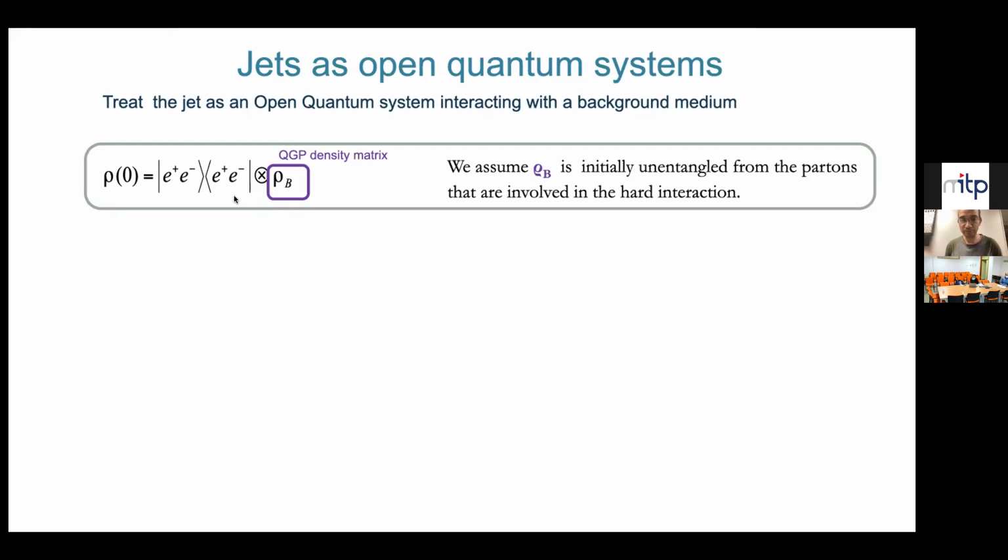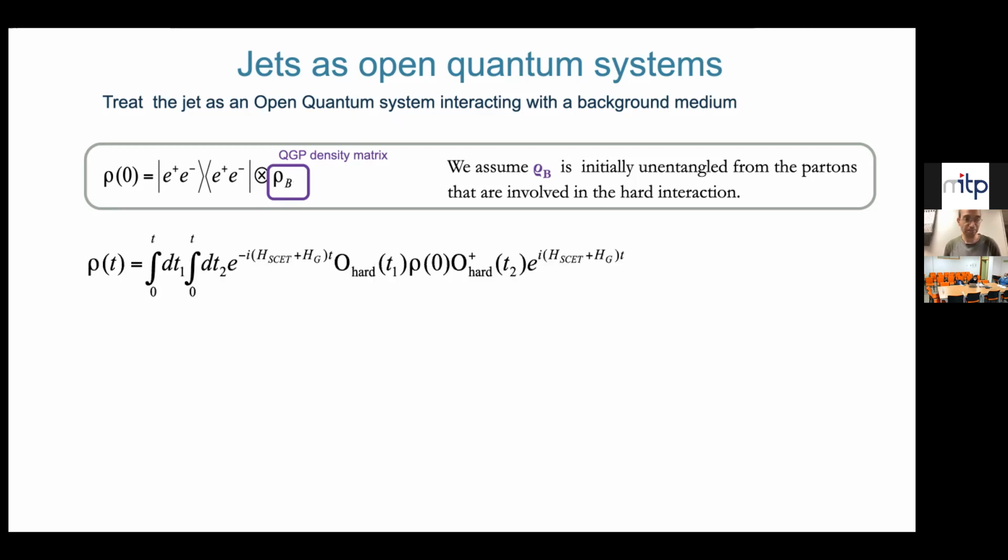in PP collisions. So the key thing to understand here is that we're assuming that the initial density matrix of the medium, in this case, is unentangled with the partons that are going to create the dijet in a hard interaction, which is a reasonable assumption. So right now, I'm not assuming anything specifically for the form of this density matrix.